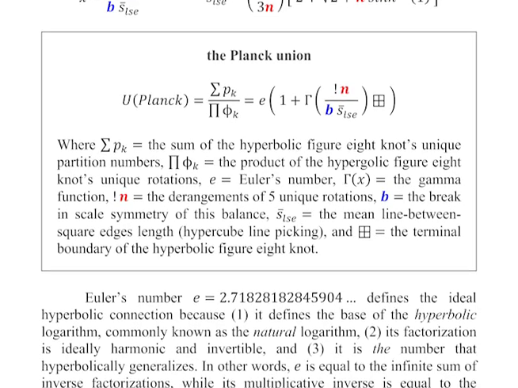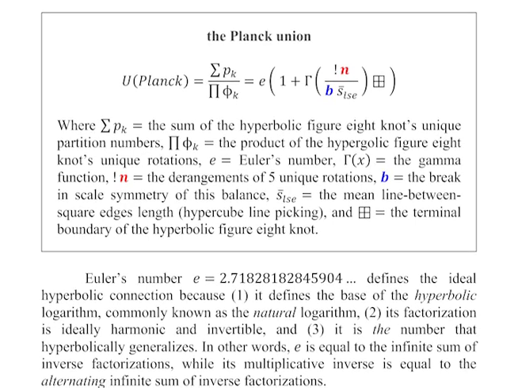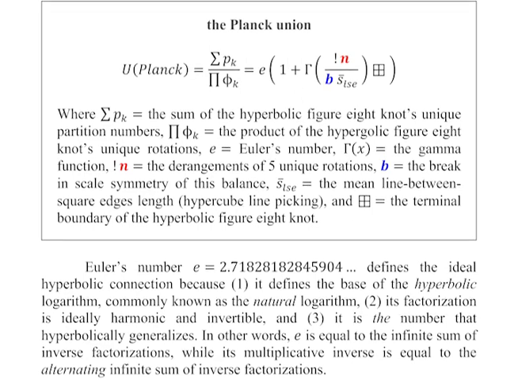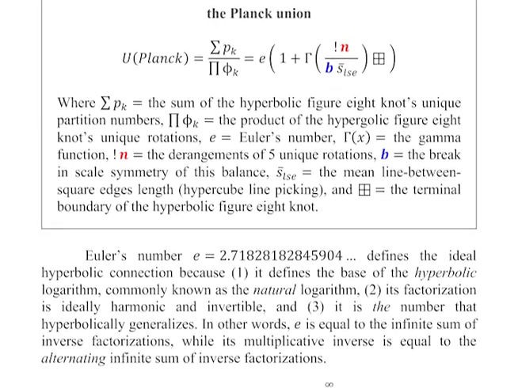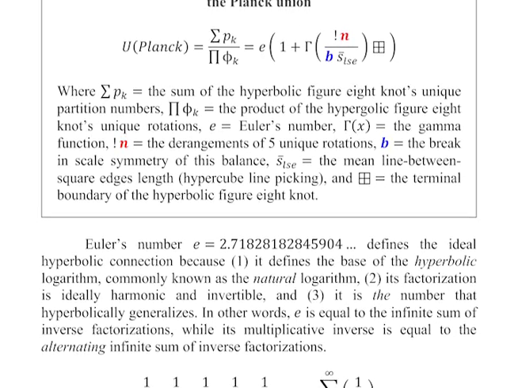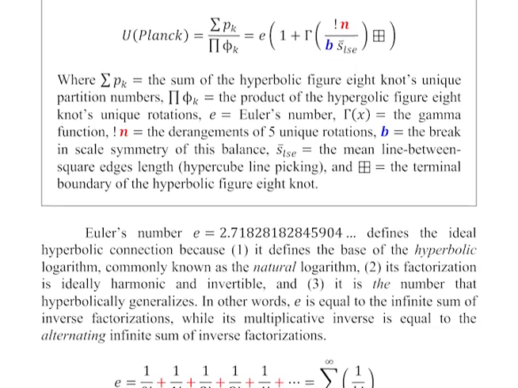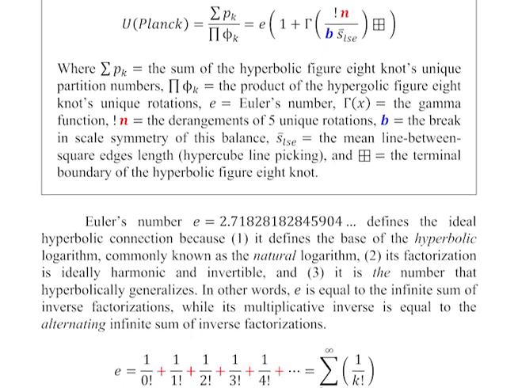Euler's number e, which is equal to 2.71828182845904, and on and on, defines the ideal hyperbolic connection because, one, it defines the base of the hyperbolic logarithm, commonly known as the natural logarithm. Two, its factorization is ideally harmonic and invertible. And three, it is the number that hyperbolically generalizes.